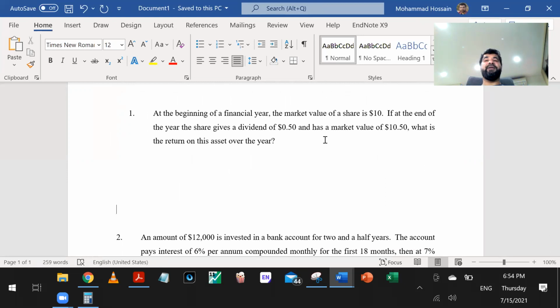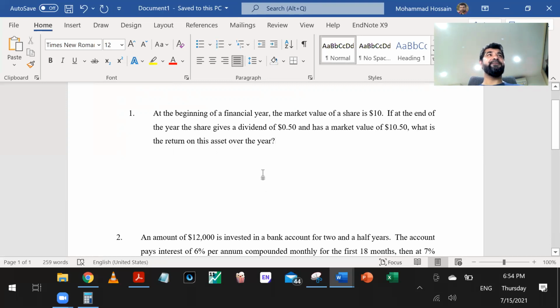At the beginning of financial year, the market value of a share is $10. If at the end of the year the share gives a dividend of 50 cents and has a market value of $10.50, what is the return on this asset over the year?